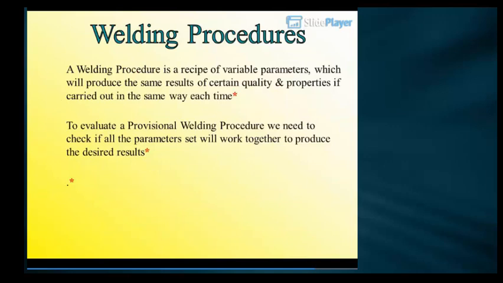Welding procedures. A welding procedure is a recipe of variable parameters, which will produce the same results of certain quality and properties if carried out in the same way each time. To evaluate a provisional welding procedure, we need to check if all the parameters set will work together to produce the desired results.